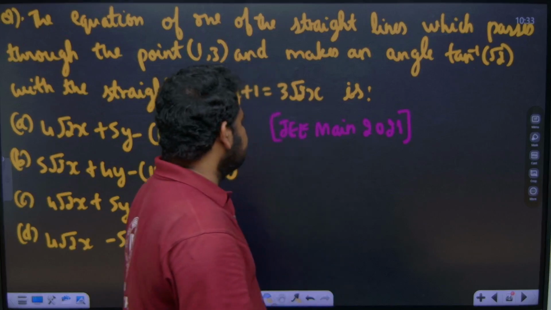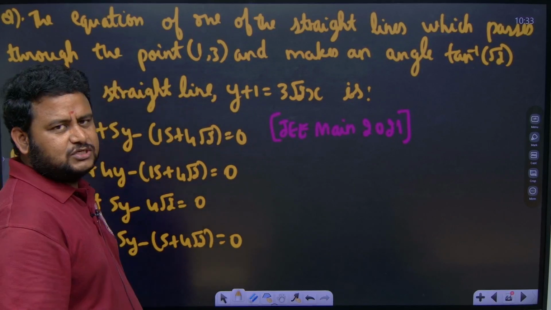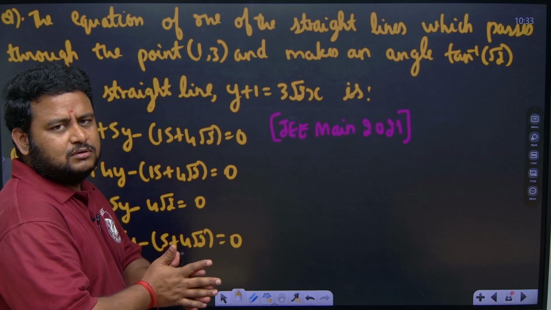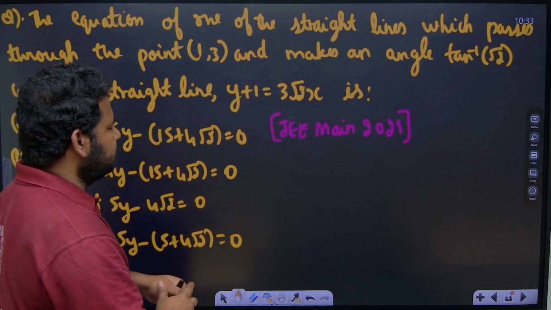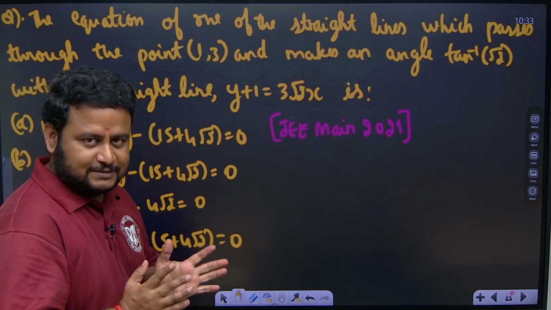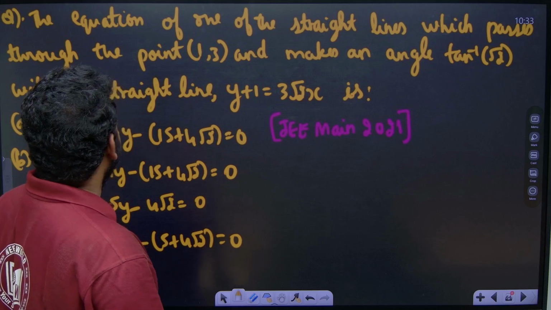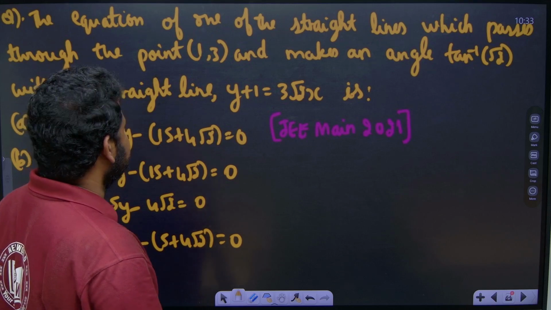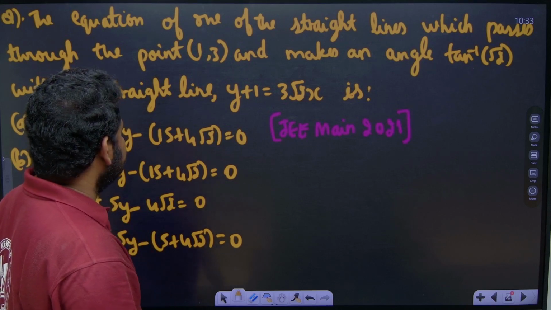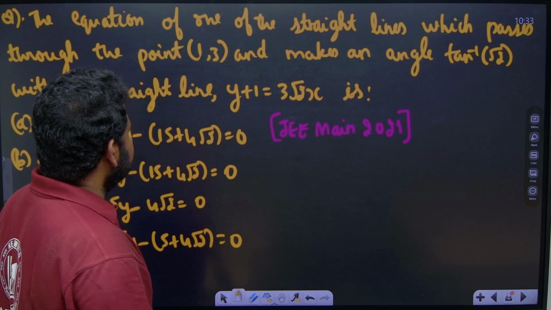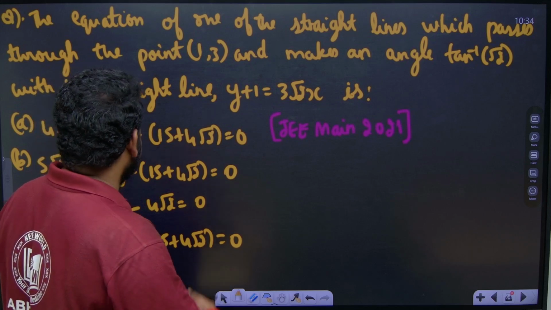Look at this question. These are all based on the angle between two lines and also the properties or concepts of slope. That's why you should be very careful and thorough with the concept of slope. Next, the equation of one of the straight lines which passes through the point (1, 3) and makes an angle of tan inverse of root 2 with the straight line y + 1 = 3 root 2 x. They are asking for the equation of the line.